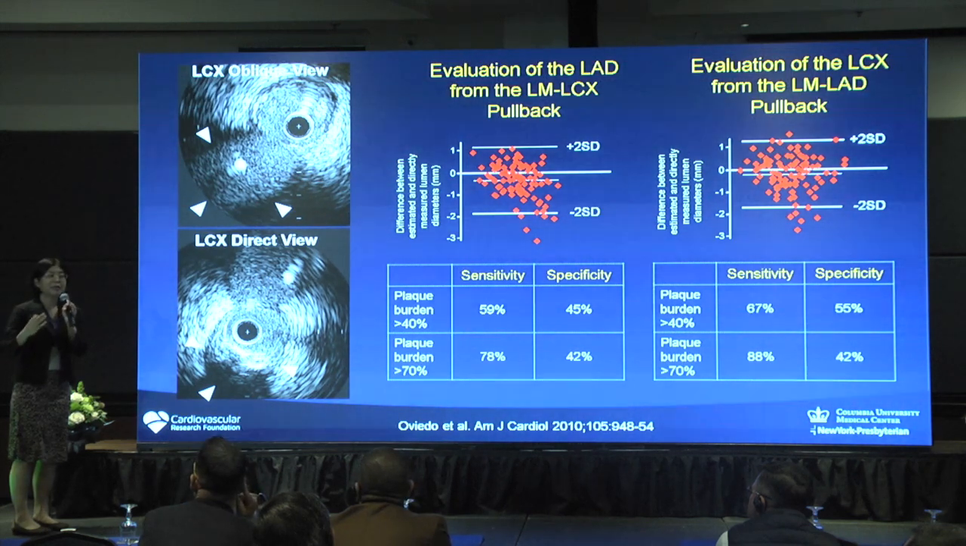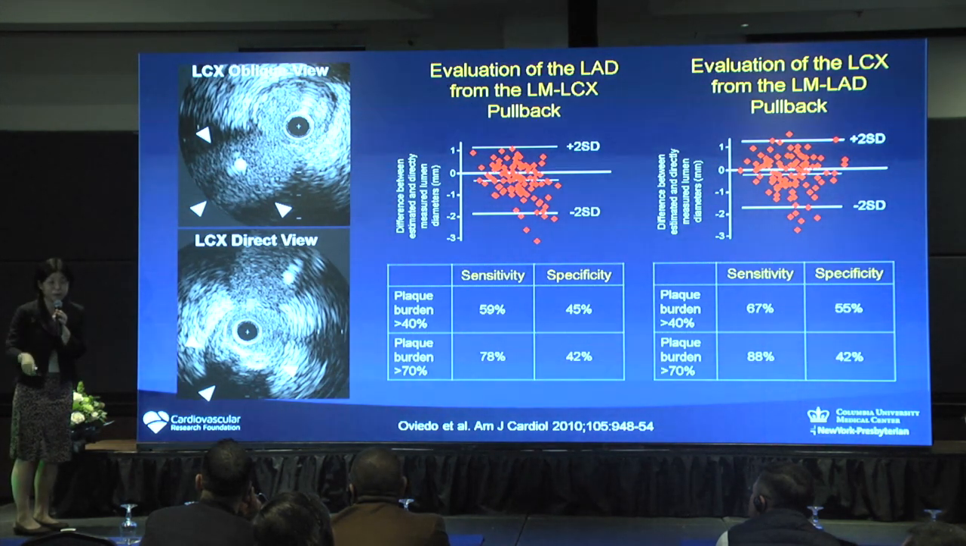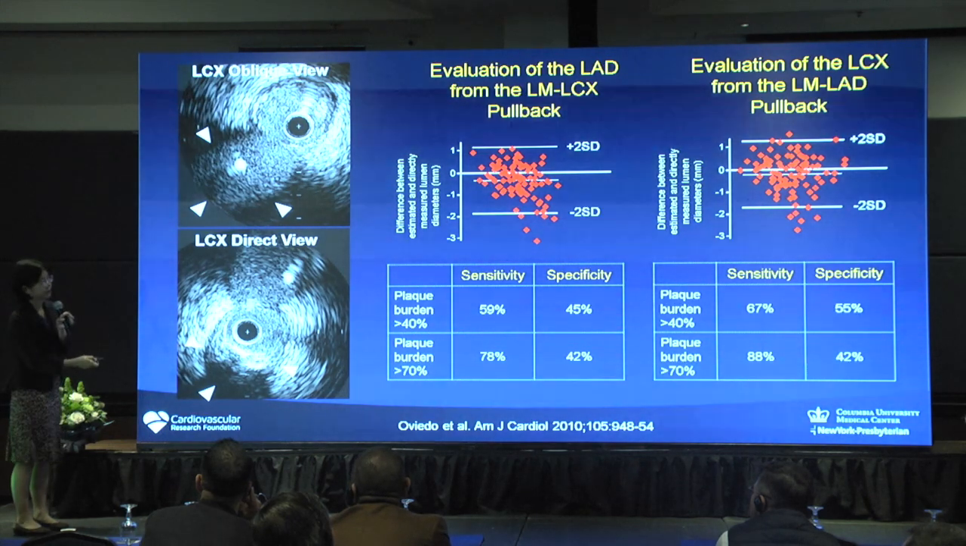So please remember, if you want to do the distal left main bifurcation, please do IVUS in the circ directly. That's actually more important than LED.